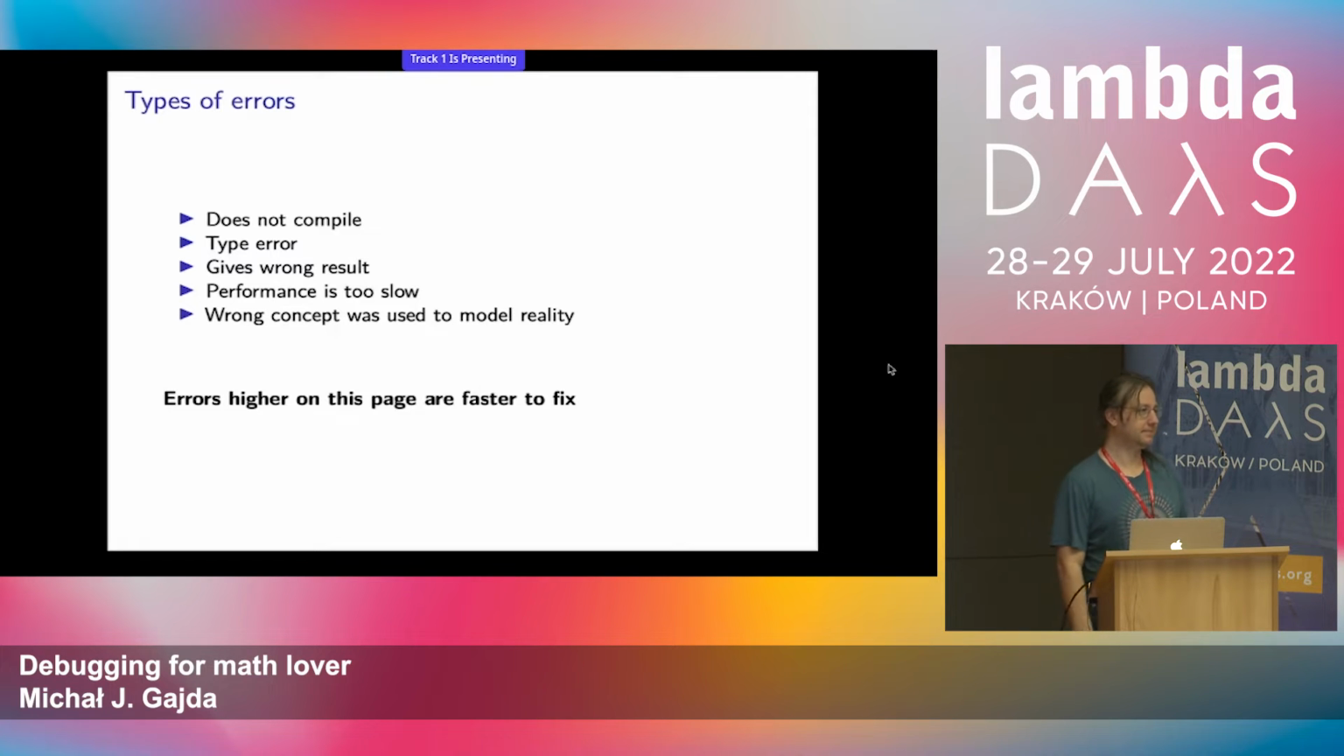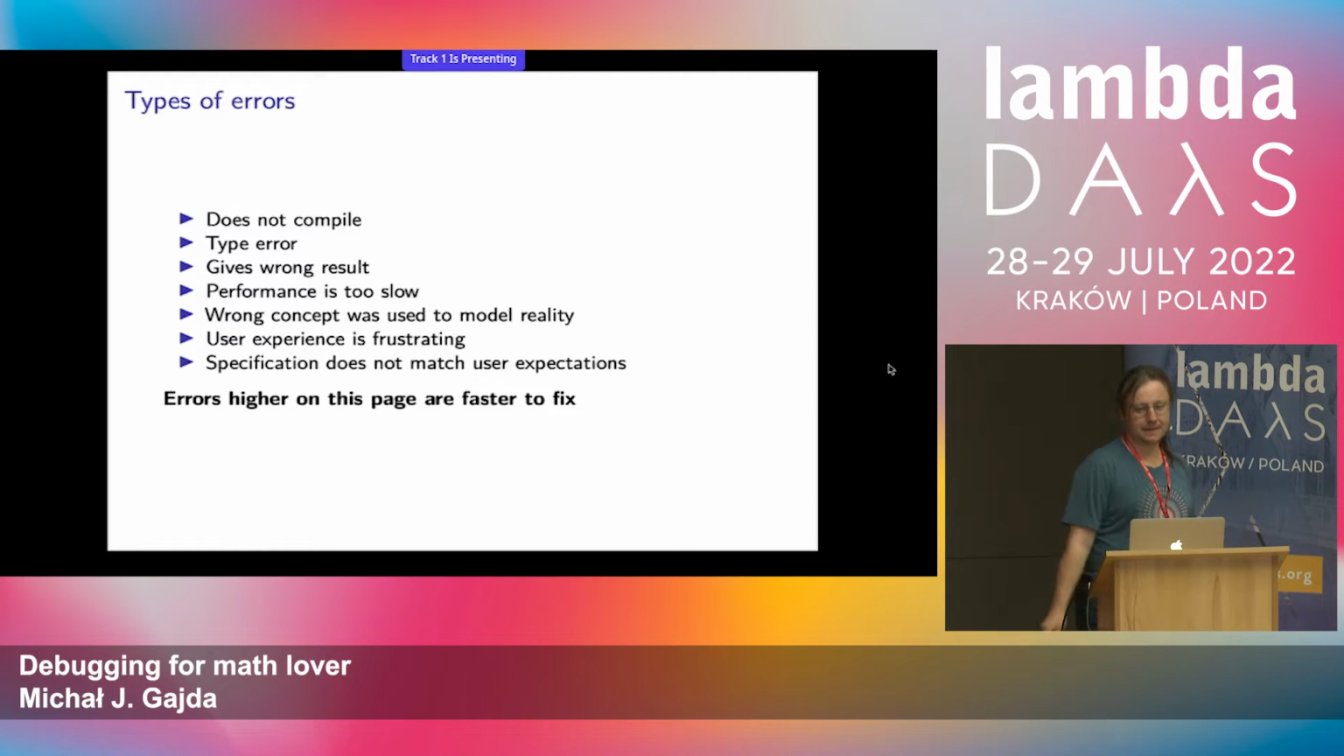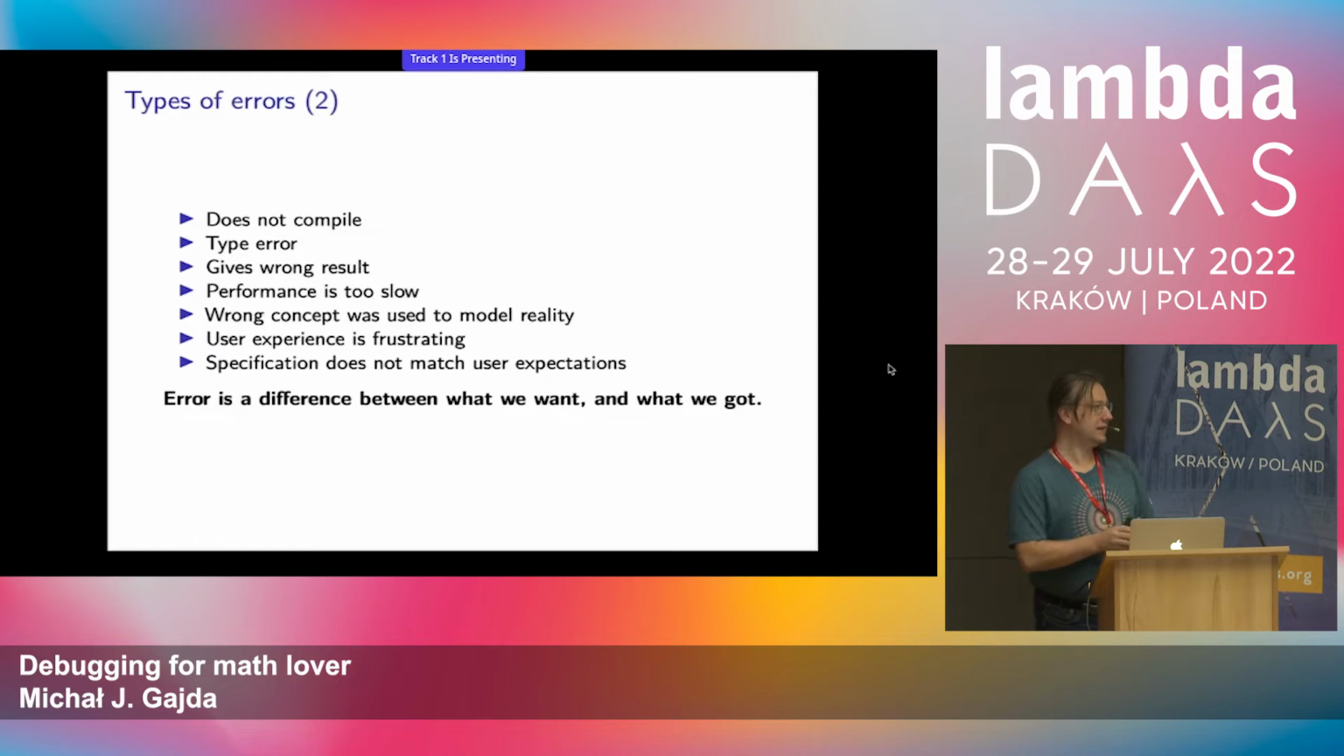Maybe there is a wrong concept that tries to model the reality. Or maybe user experience is frustrating. And finally, maybe specification doesn't match user expectations. That may be also a software error. So basically, we think that error is a difference between what we want and what we got. So all these errors are folded into a single category. But there are differences still.